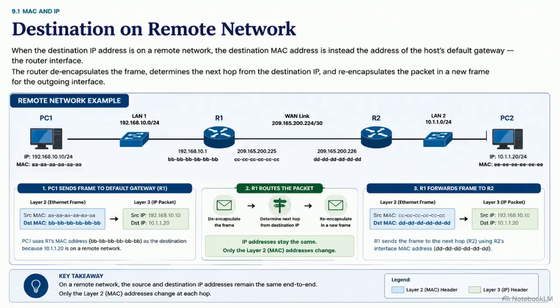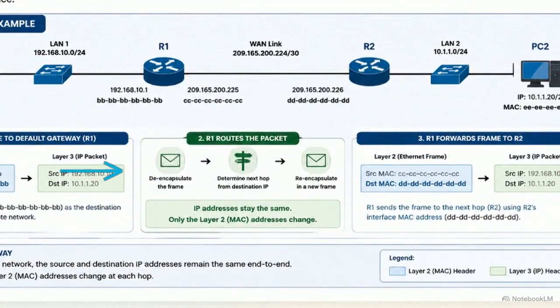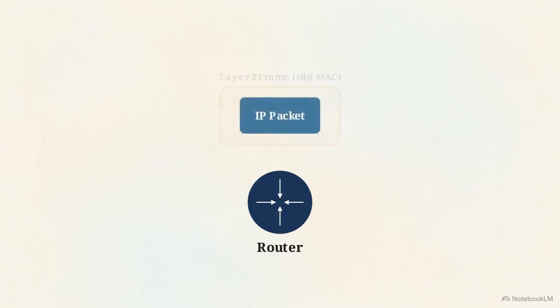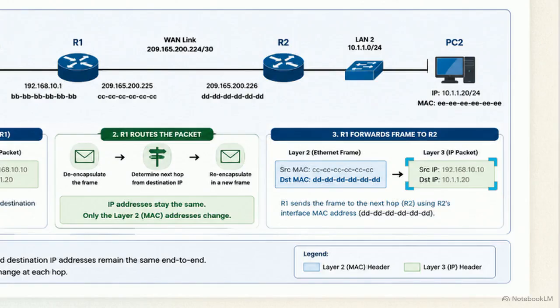Here, a PC sends data to a server across a wide area link involving multiple routers. In the first hop, PC1 targets the final IP address at Layer 3, but targets Router 1's MAC address at Layer 2. When Router 1 receives the frame, it strips off the Ethernet header to examine the underlying IP packet. After checking its routing table, the router determines where to send the packet next and prepares a new Layer 2 frame. For the second hop, Router 1 encapsulates the original IP packet in a new frame using Router 2's MAC address as the new destination.